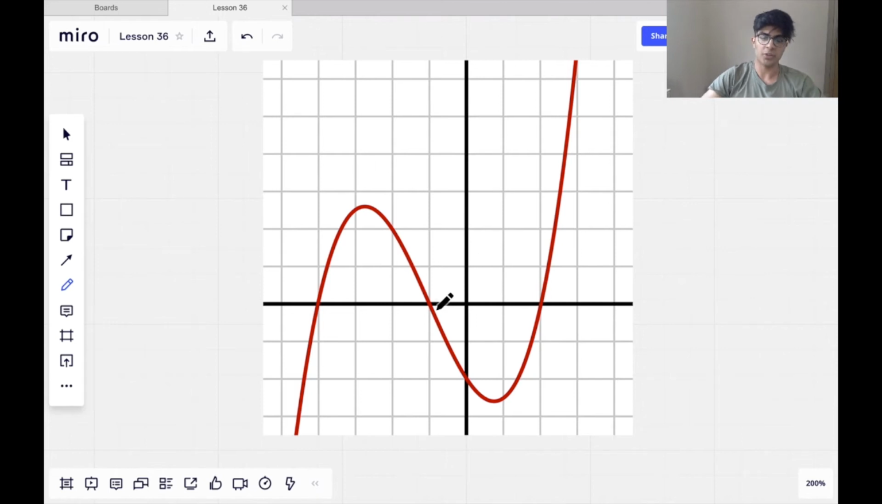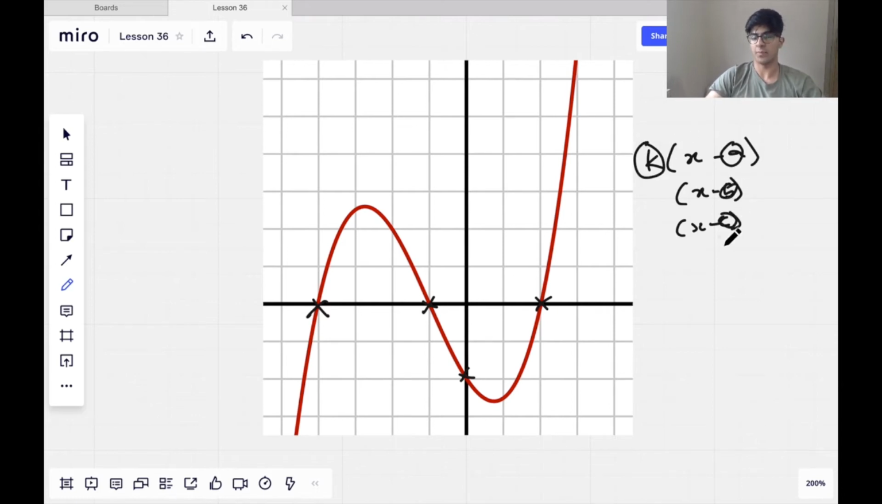To be fair, if you did want to find the equation of a cubic, it's very much the same principle as finding the equation of a quadratic. You find the roots, or the x-intercepts. You get it into the form of x minus a times x minus b times x minus c, then you multiply by a constant k out the front, and you make sure that the y-intercept is equal to k times a times b times c.